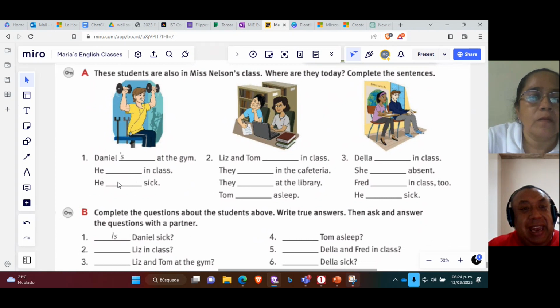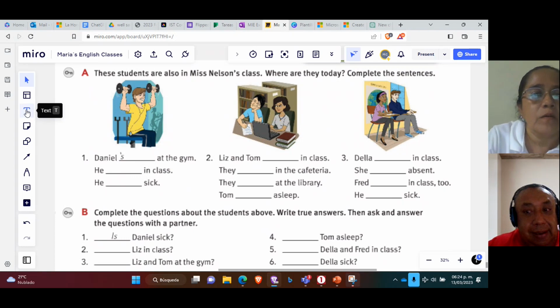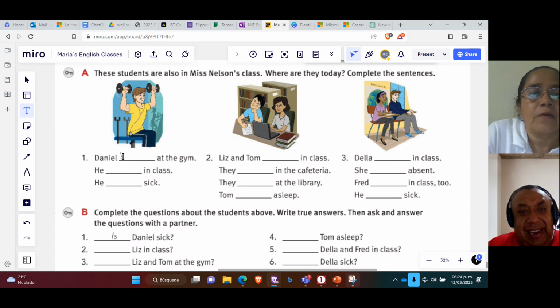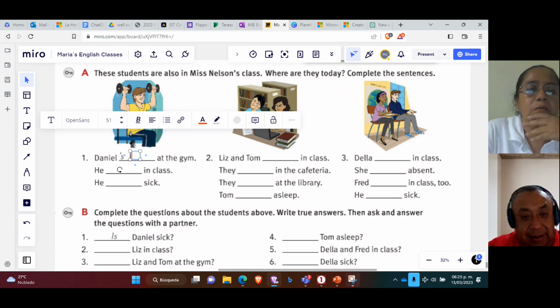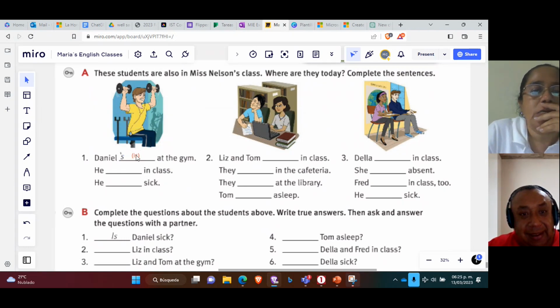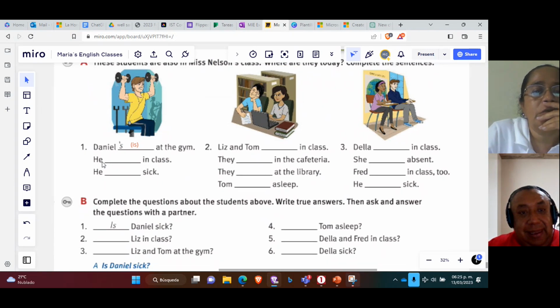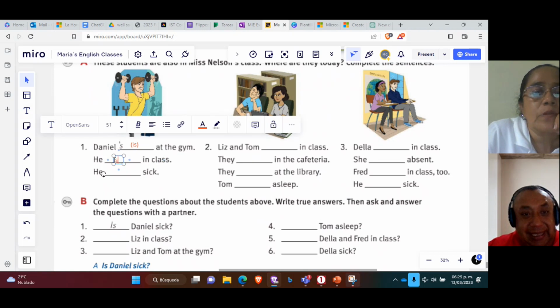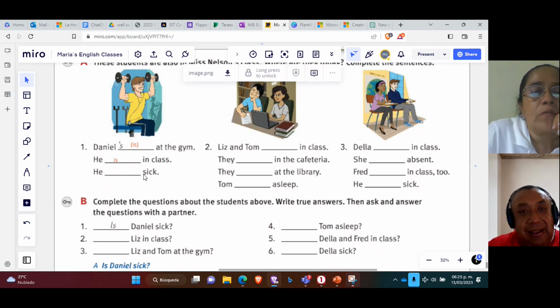¿Cómo se llama? Él está en clase. Daniel's es lo mismo que Daniel is, ¿no? Daniel is at the gym, ¿no? He is. Él está en clase. He is. Bien, Mari. He is in class.